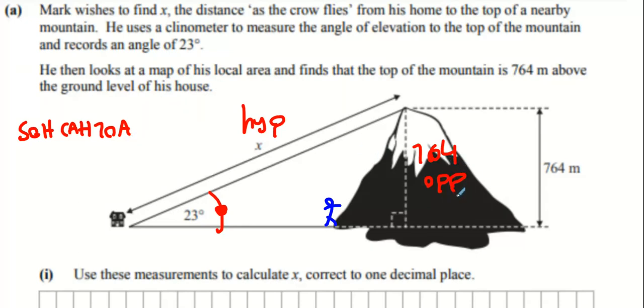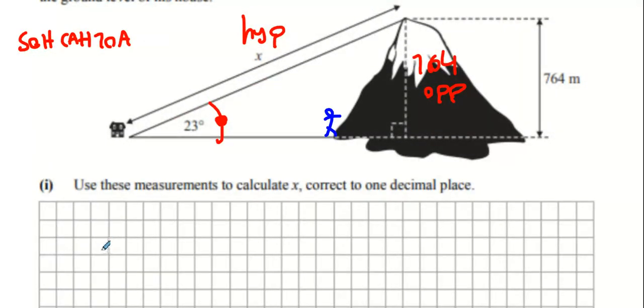Yeah, you have the opposite and you want the hypotenuse. You're going to use sin. What angle for sin? What's the angle? Sin 23. What's the opposite side? Yeah. And what's the hypotenuse? X. All right, guys, here's the awkward one.